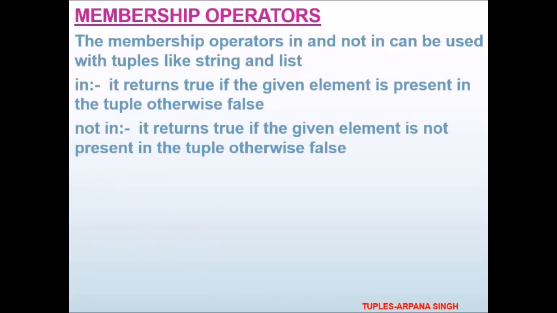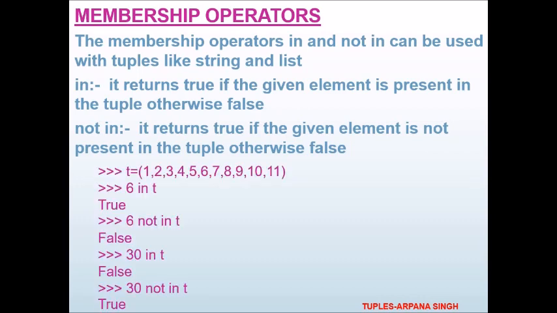Membership operator: the two operators in and not in can be used with the tuple like that of the string. In means it will return true if the element is present in the tuple. Not in, it will return true if the element is not present in the tuple. For example, if t is the tuple, if you write 6 in t, because 6 is present in the tuple, it will return true. But if you write 6 not in t and 6 is there, it will return false. If you write 30 in t, since 30 is not there, it will return false. But if you write 30 not in t, it is not present in t, so it is a true statement, so it will return true.